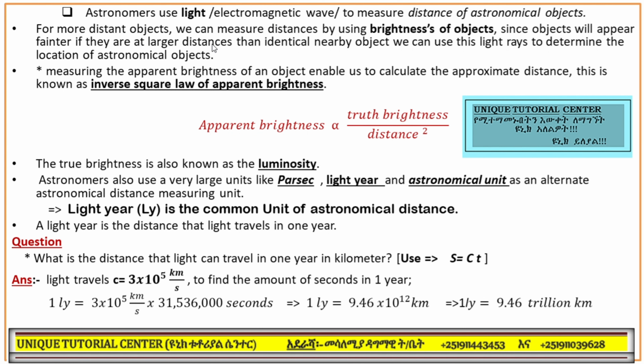For more distant objects, we can measure the distance by using the brightness of the object.